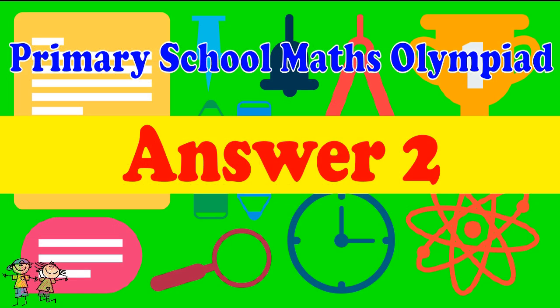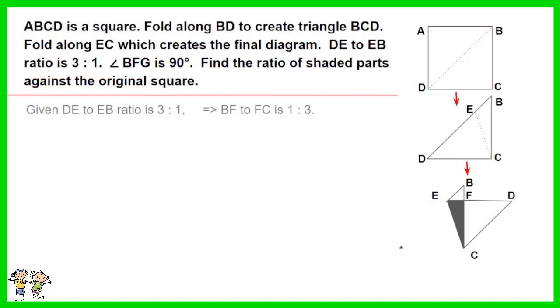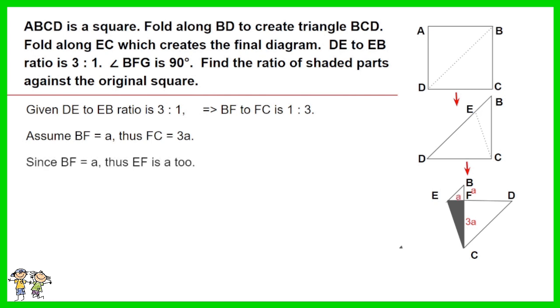Answer for question 2. Given DE to EB ratio is 3:1, thus BF to FC ratio is 1:3. Assume BF equals A, thus FC is 3A. Since BF equals A, thus EF is A.